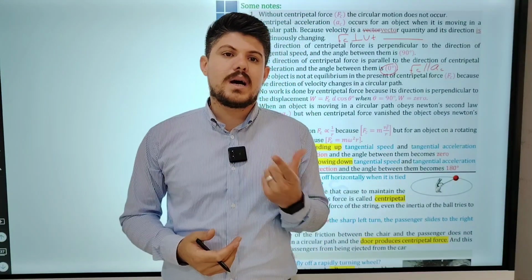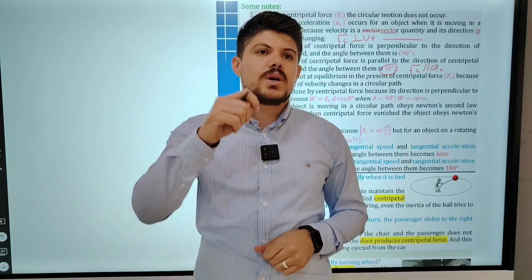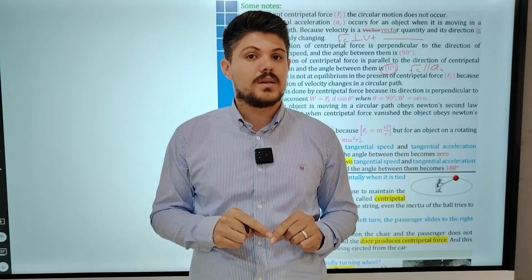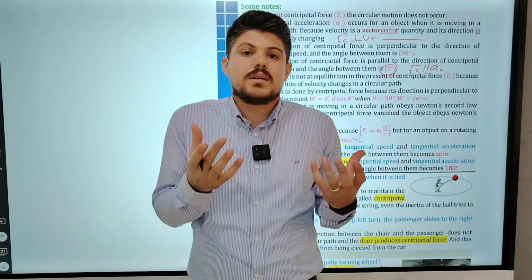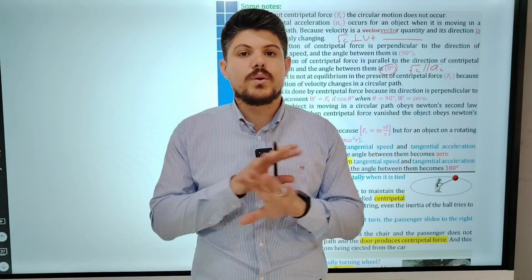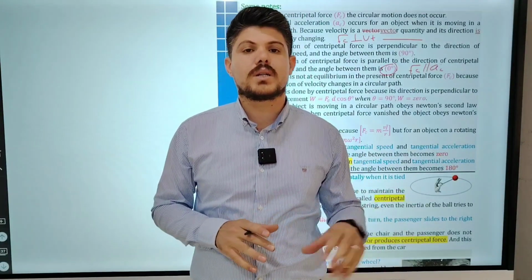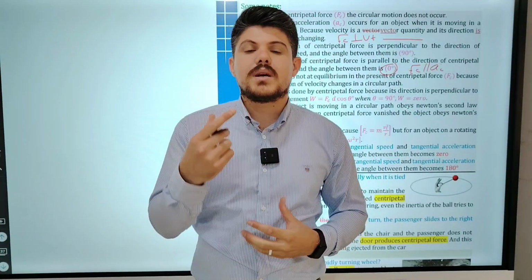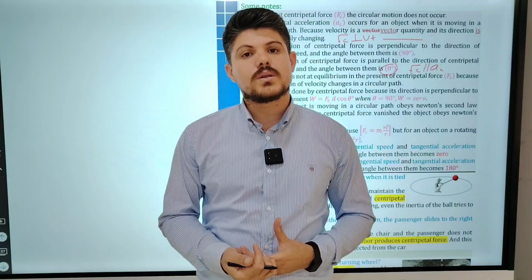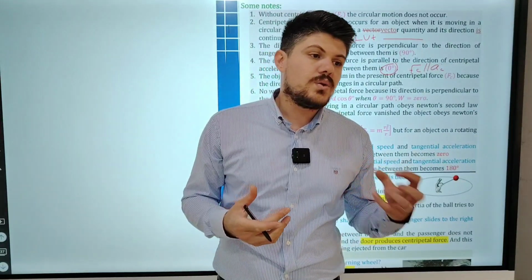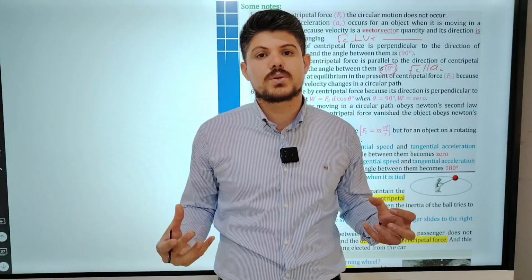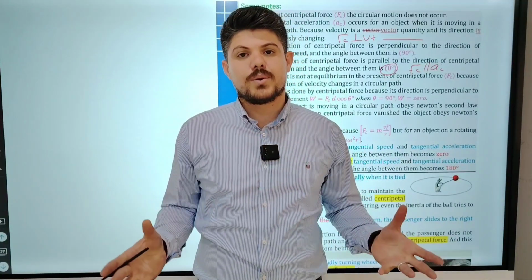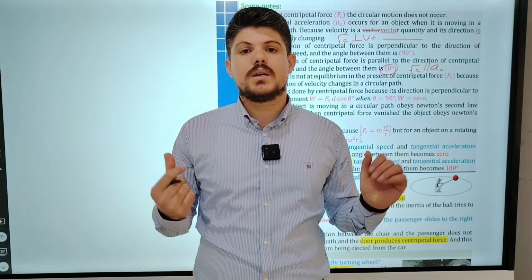But for the circular path, is it possible to say that an object moving in a circular path with constant speed is in equilibrium? No, never. You cannot say this object has equilibrium because this object experiences a force, a centripetal force. For circular motion, in uniform and non-uniform circular motion, the object cannot be at equilibrium.